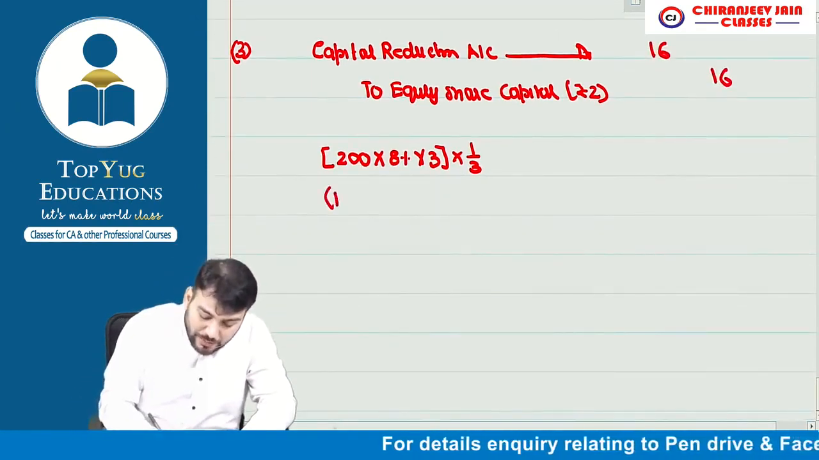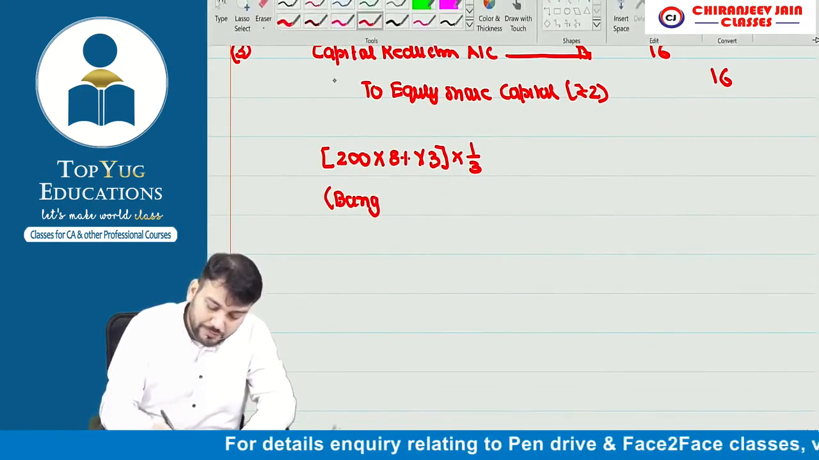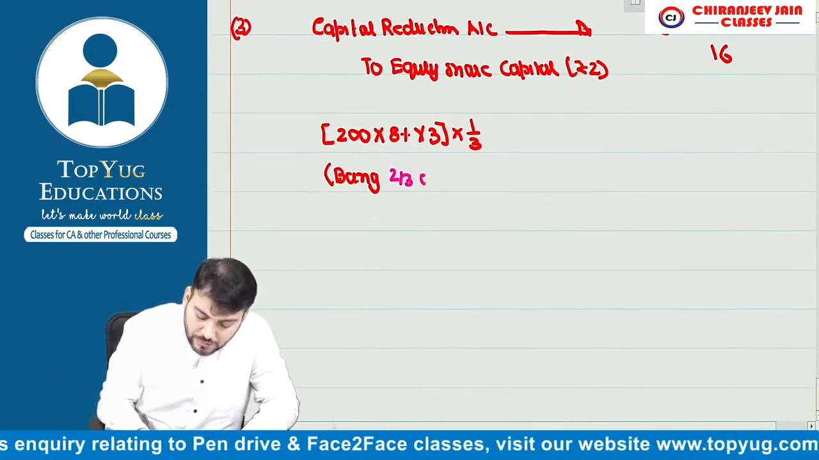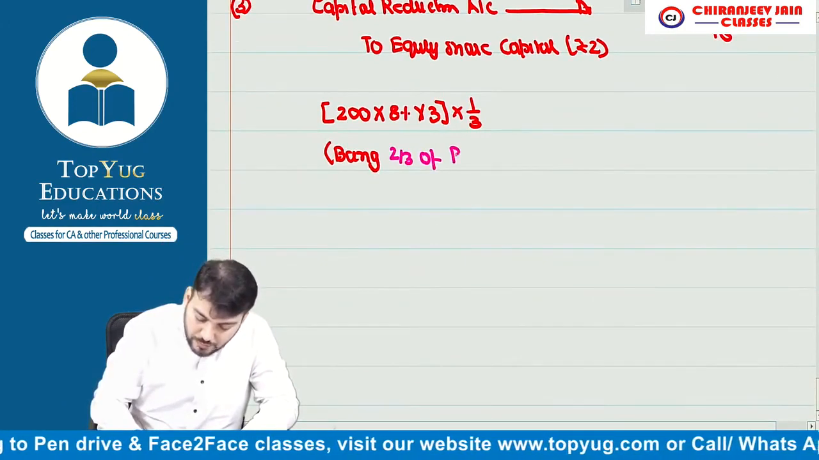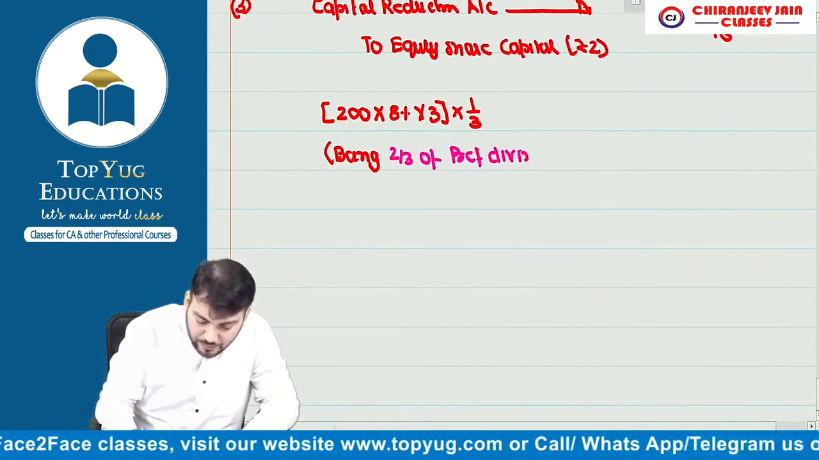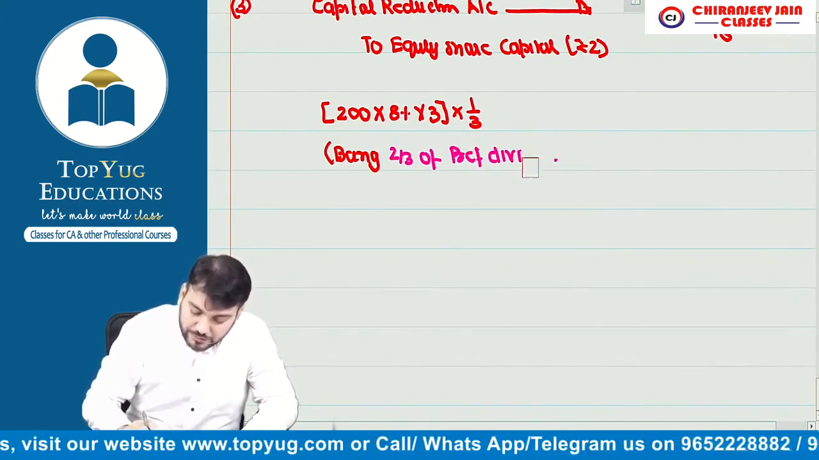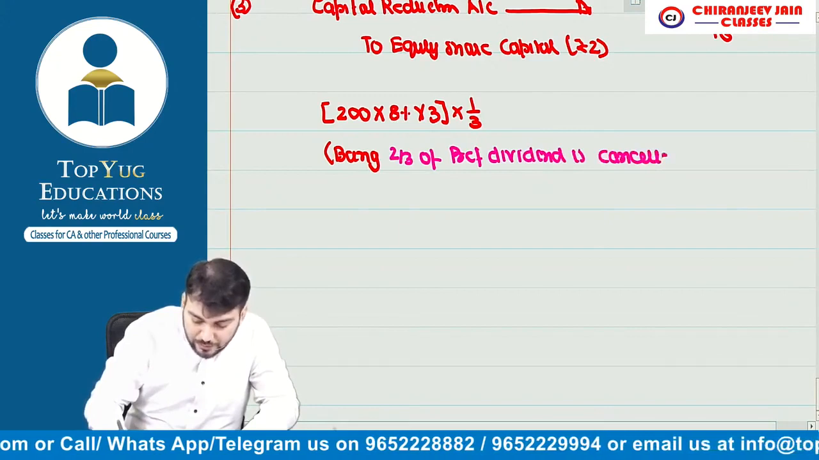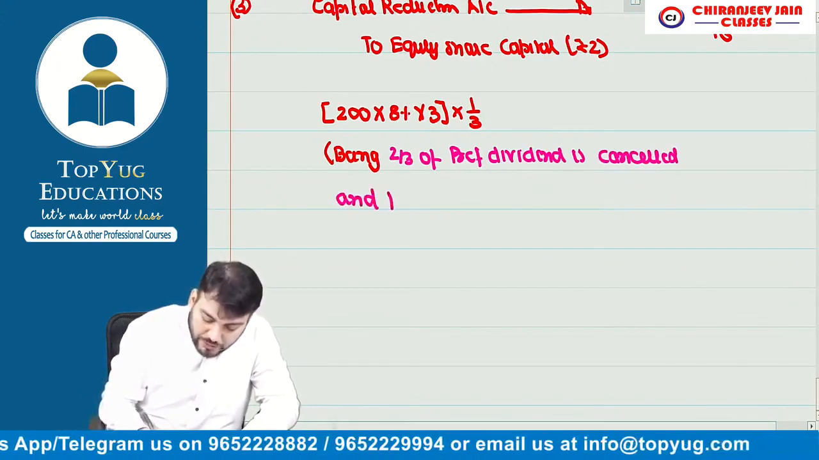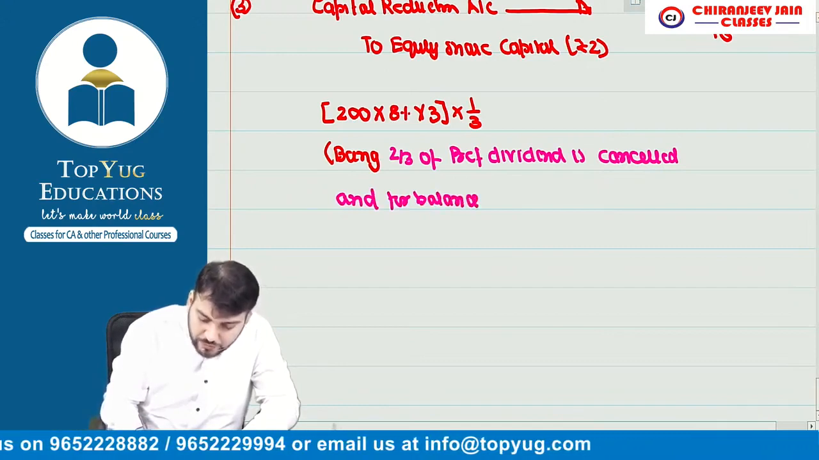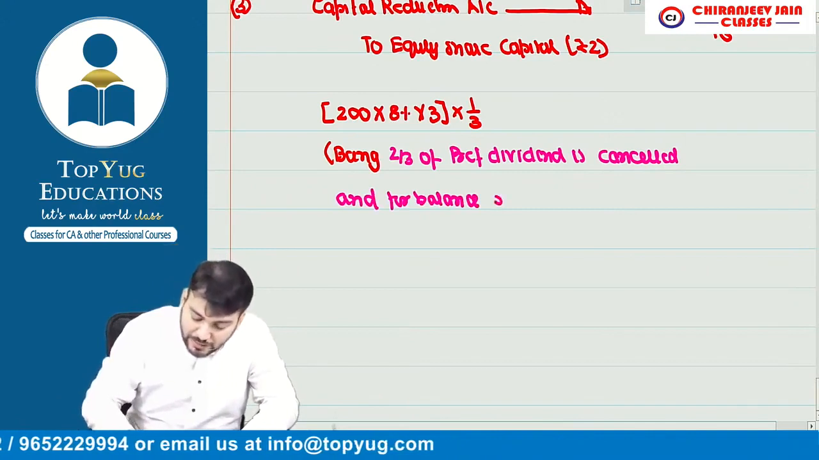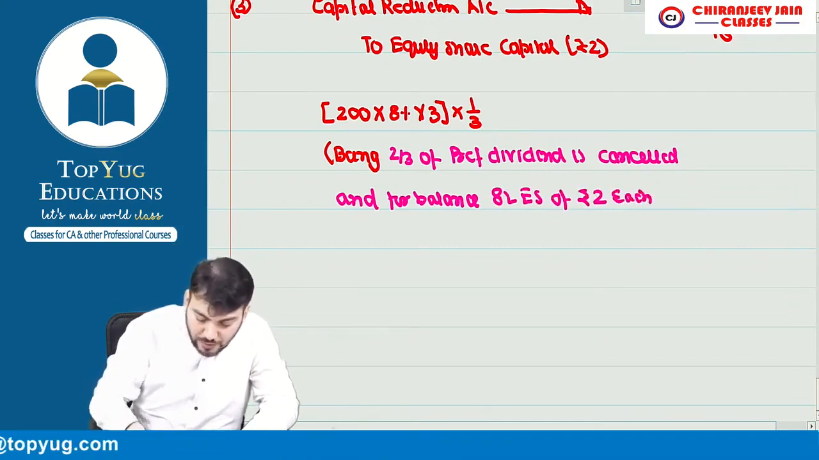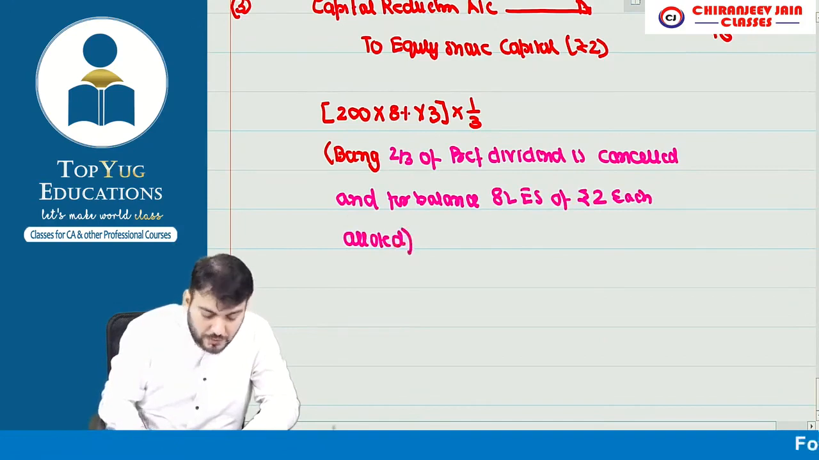So what general narration will we write? Being 2/3 of preference dividend is cancelled, and for the balance, can I say 16 divided by 2 means 8 lakh, 8 lakh equity shares of rupees 2 each allotted. Understood? Yes sir.